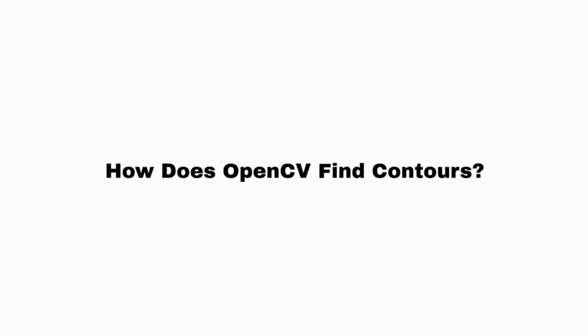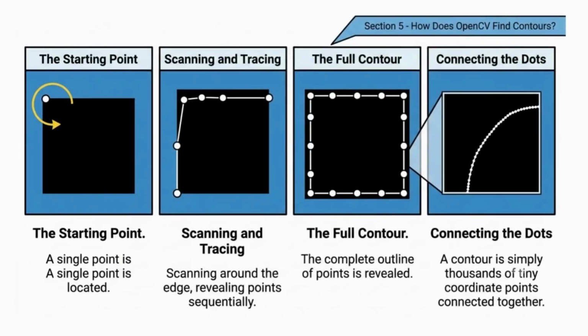Now, how does OpenCV find contours? OpenCV uses contour-following algorithms to trace connected boundary pixels. It starts from one boundary pixel, follows the edge until it returns to the starting point, and stores every boundary coordinate. These stored coordinates form the contour.